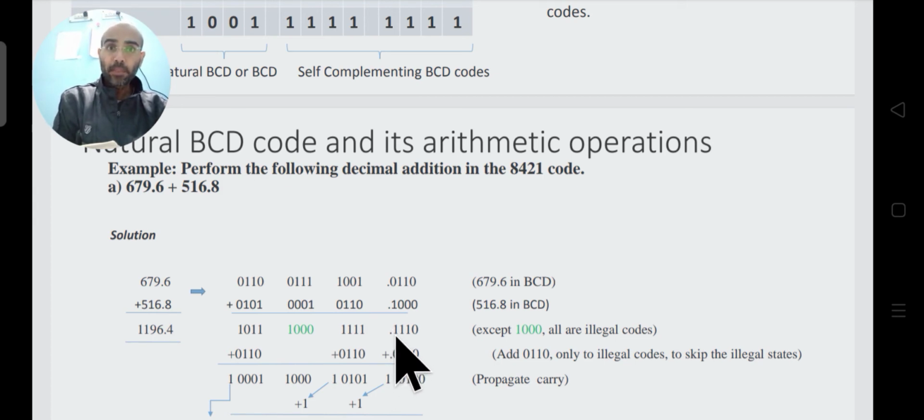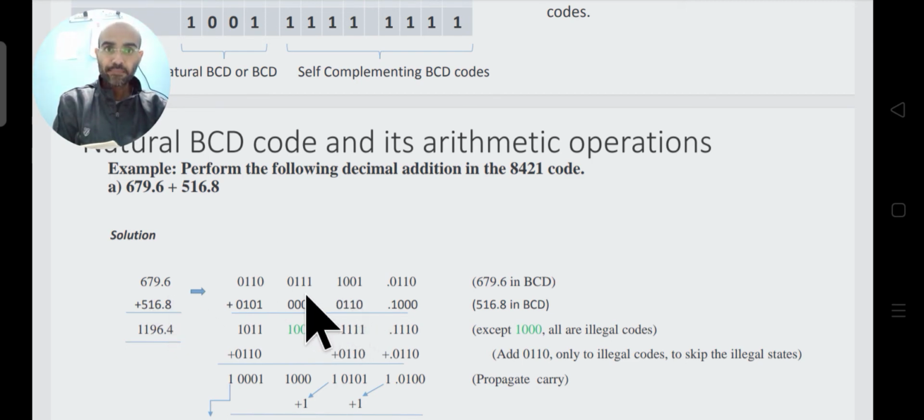But the problem with this is something else, so I'll come to that later. This is the answer we are getting after adding these two bits, but this is not the final answer. This is the addition of the last digits. Now let's move on to the next digit.